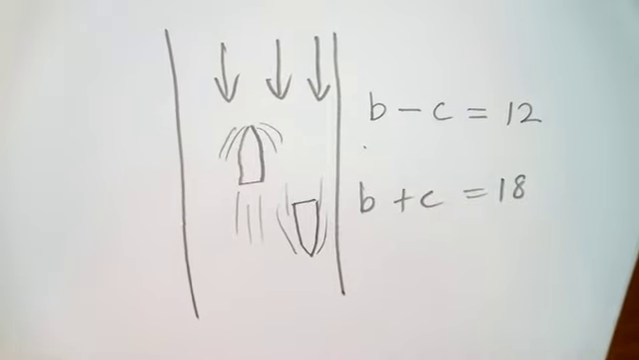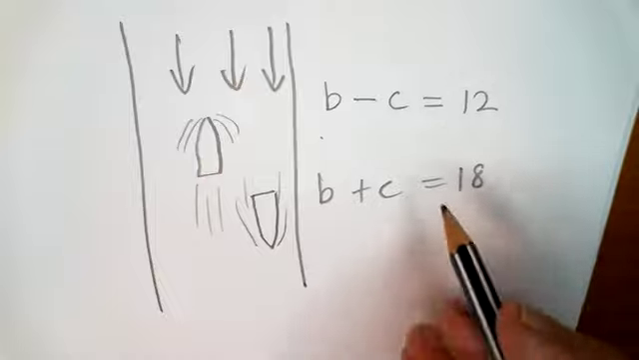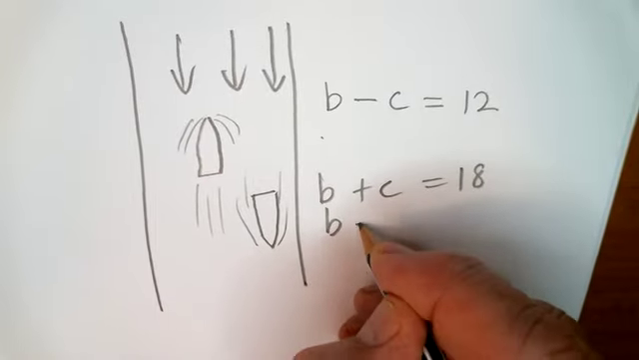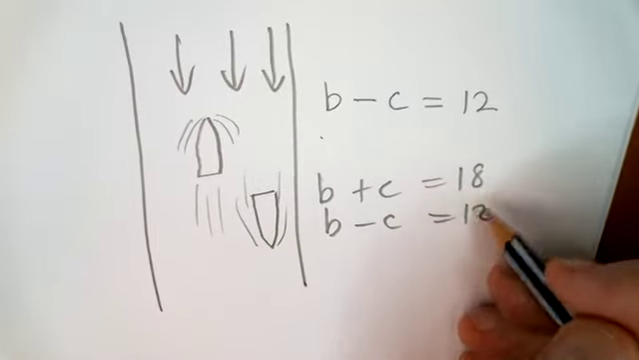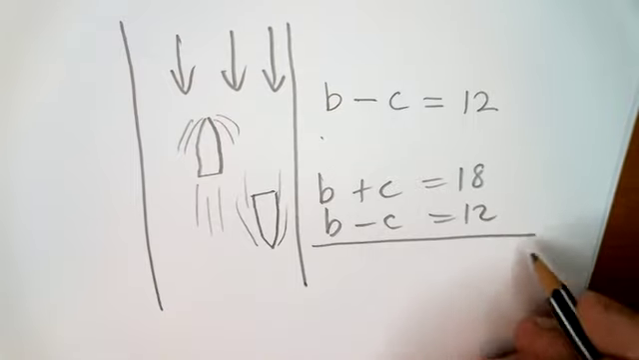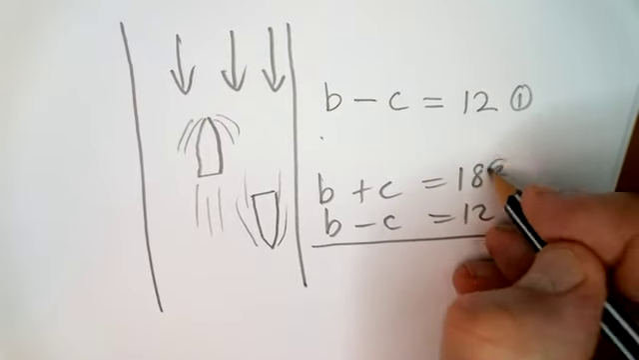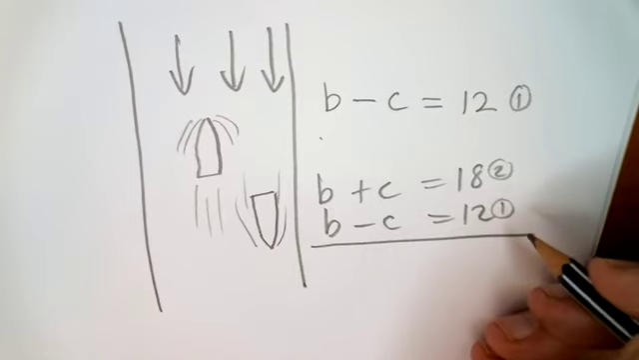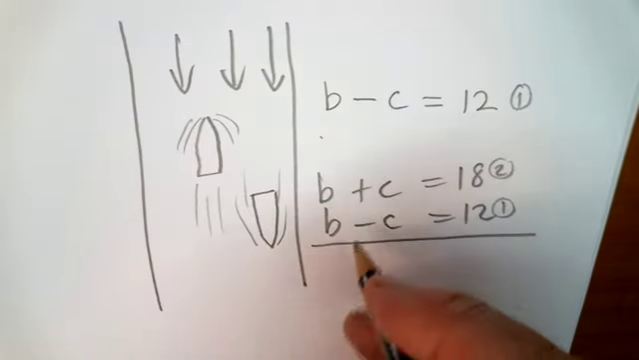So we need to combine these two in simultaneous fashion. So I'm just going to add these together. I'll pop this one underneath this one. I'll call this equation 1, by the way, and this is equation 2. It doesn't matter which order I get them in, but I'm going to add them together.